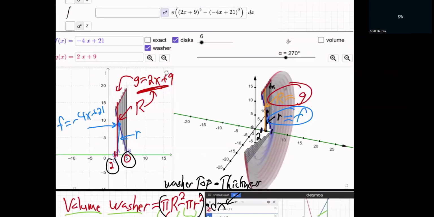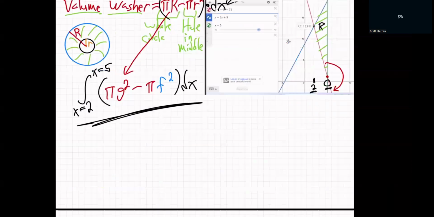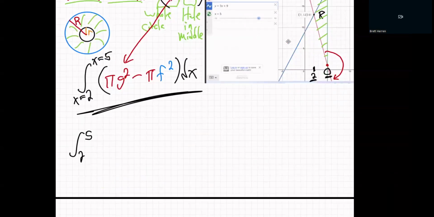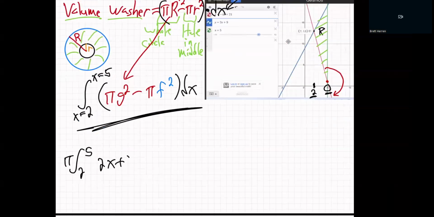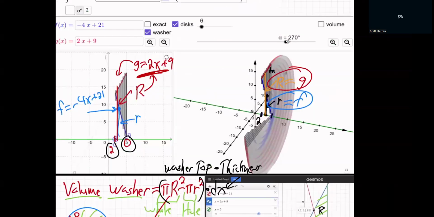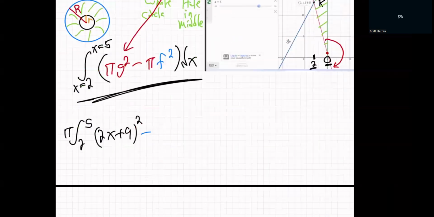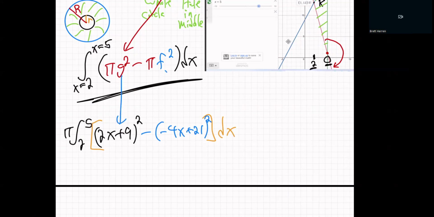Now we put in G, which is 2x plus 9. So this will become the integral from 2 to 5. I'm going to put the pi in the front. 2x plus 9, squared, minus F, which is minus 4x plus 21, and I forgot to square this one. There we go. I put the pi in the front, so there's G squared, there's F squared. There's what we type in.